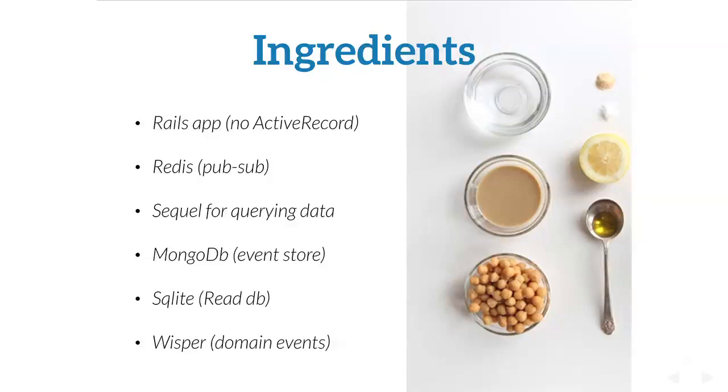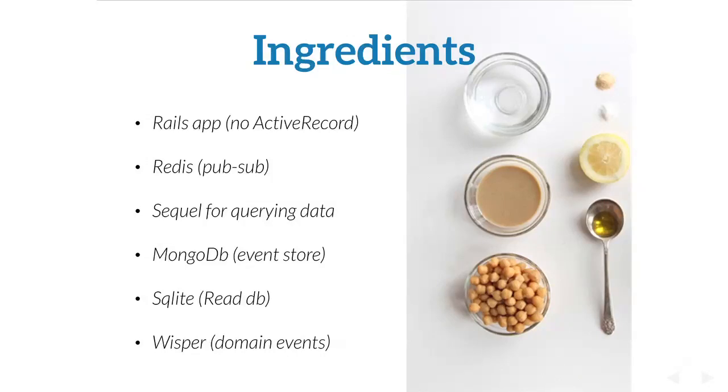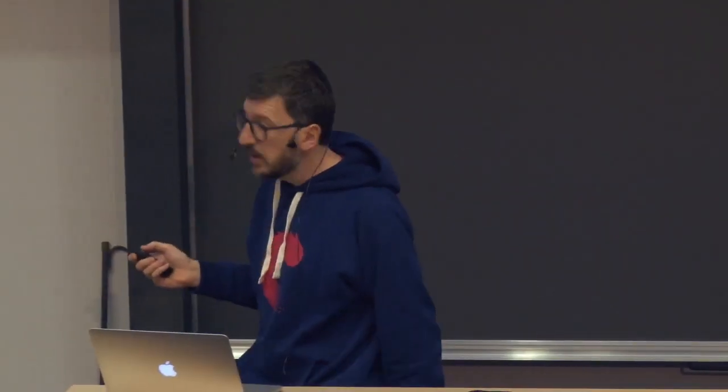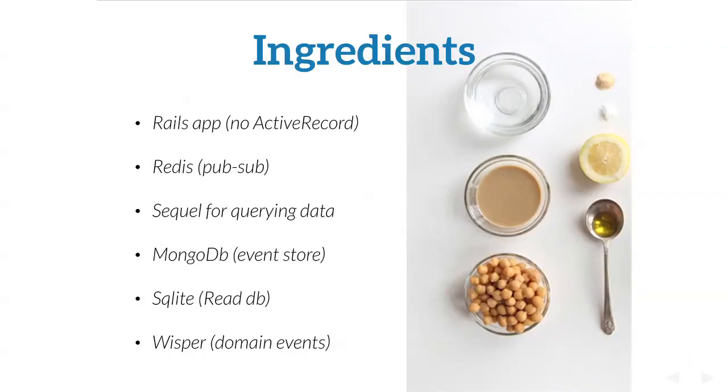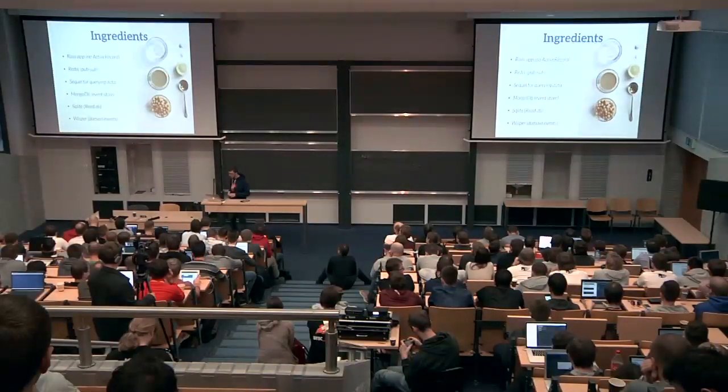So the mini application that I created is built on a Rails application without ActiveRecord, actually. I use Redis with the PubSub feature to make the communication from the controller to the consumer of the messages. I use SQL for querying the data in the read database, and SQL is used plain in the controller. I use MongoDB as an event store, SQLite as a read database, and I use Whisper for domain events. Whisper is a gem that implements PubSub in process in a Ruby application.